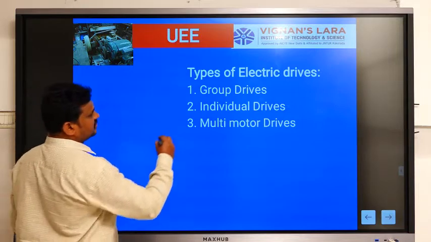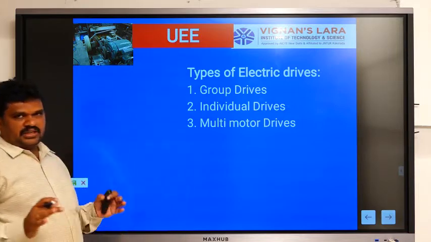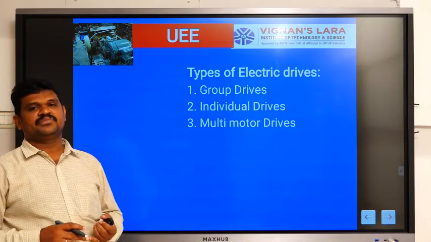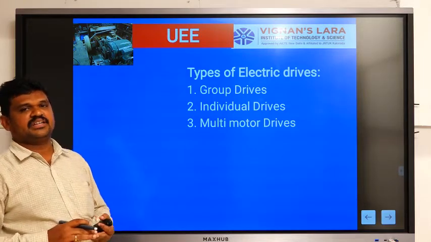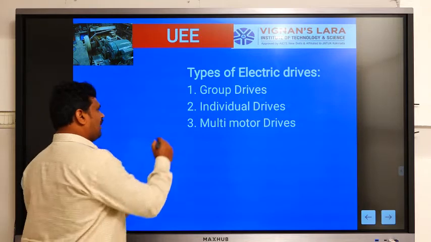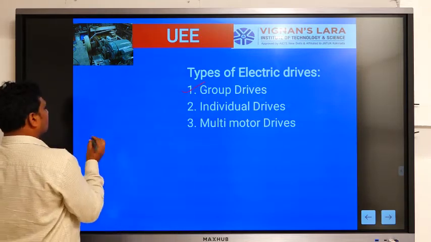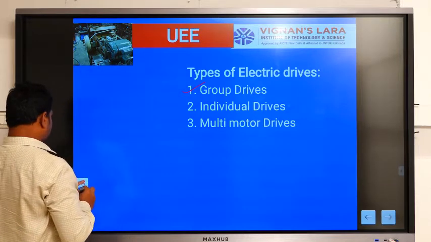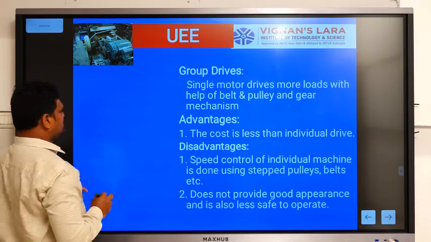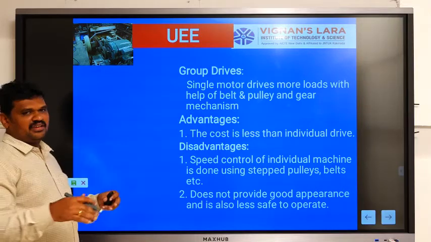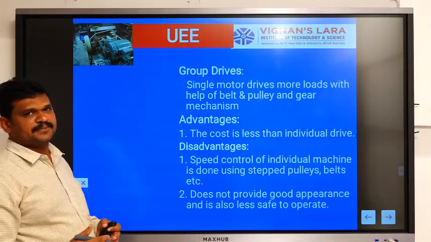Types of drives. The drives are classified into three categories: group drive, individual drive, and multi-motor drive. What do you mean by group drive? Group drive means by using a single motor, we drive a number of machines.